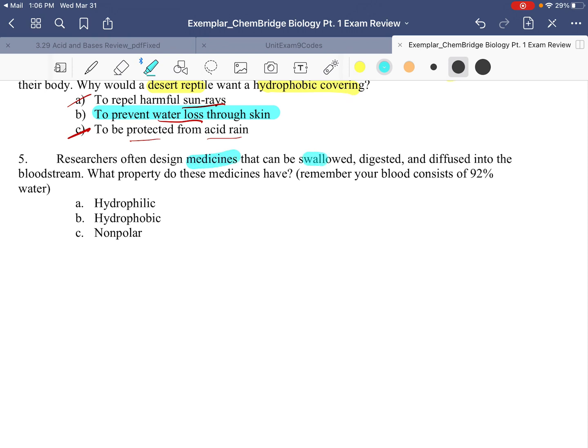Medicines that can be swallowed, digested, and diffused into the bloodstream, what properties do they have? Remember, our blood is 92% water. So hydrophilic means it loves water. Hydrophobic and nonpolar do not like water. And if our body is 92% water, what you want to see is a water-loving substance. So they have to be hydrophilic.